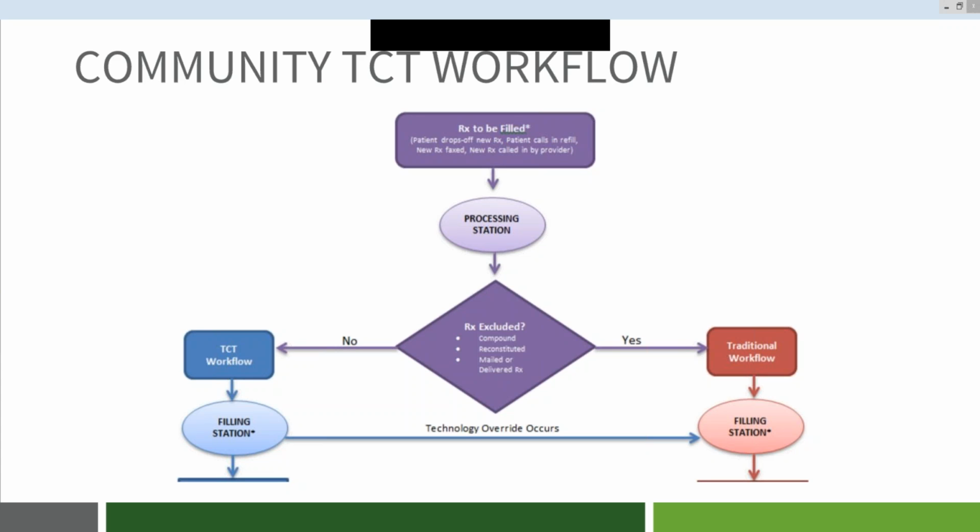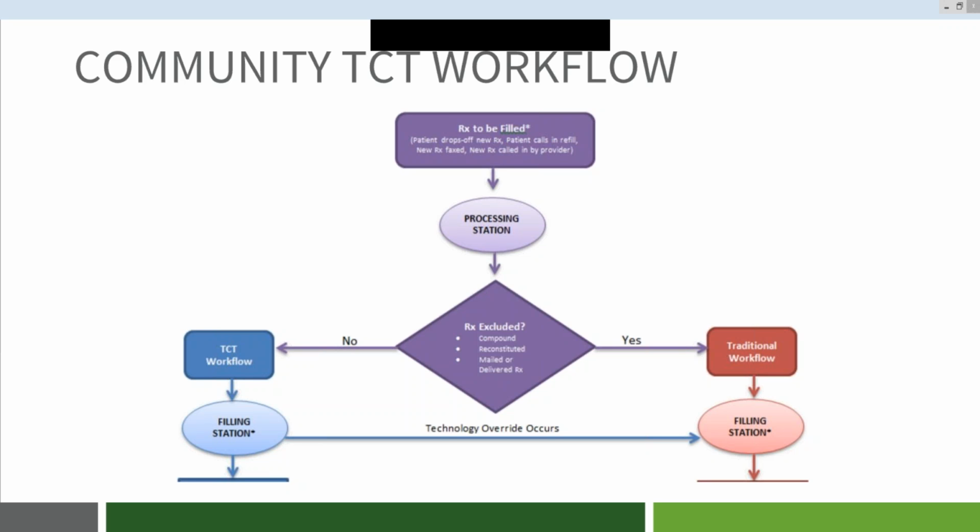Bringing this all together, what will the workflow look like? Workflows will need to be customized to each site. However, the sample on the screen provides a nice overview. Pharmacists must still complete a clinical review of each prescription, regardless of which workflow the prescription moves through. As you can see, the TCT and traditional workflows mirror one another.